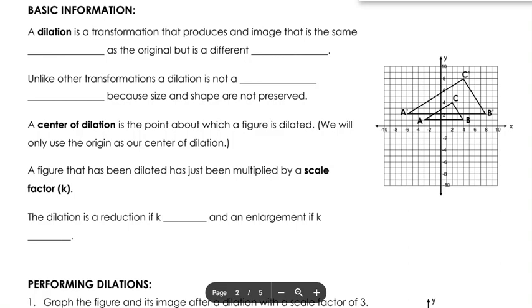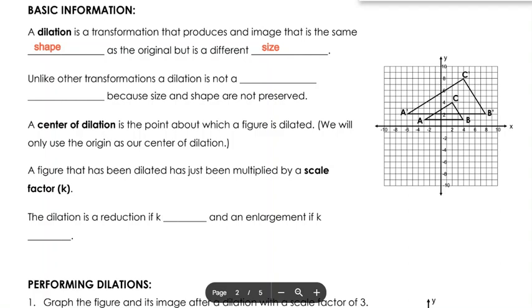Okay, so a dilation is a transformation that produces an image that is the same shape but a different size. So you can look over here. This ABC is my original triangle, and this A prime, B prime, C prime is my new triangle. You can see that it's the same shape, it's just enlarged in size, right?